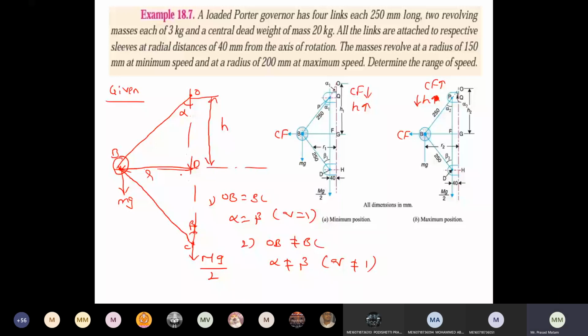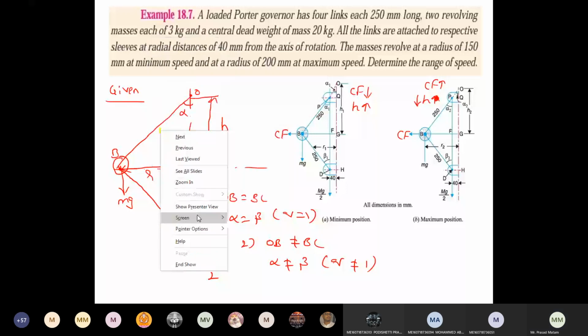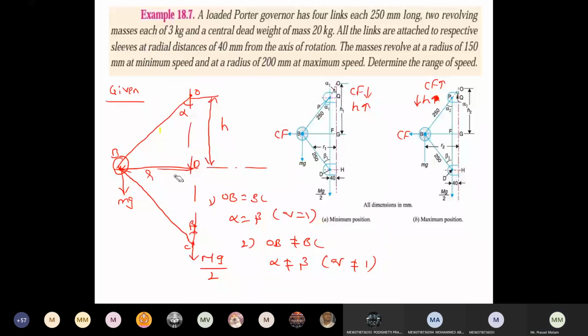So now for this problem, I am erasing this. I'm showing how to draw these diagrams. Porter governor, all diagrams are like this only. We are taking only either the left side or the right side.